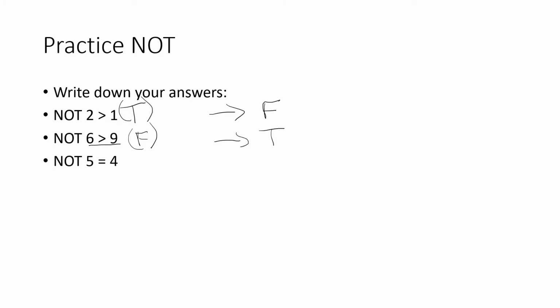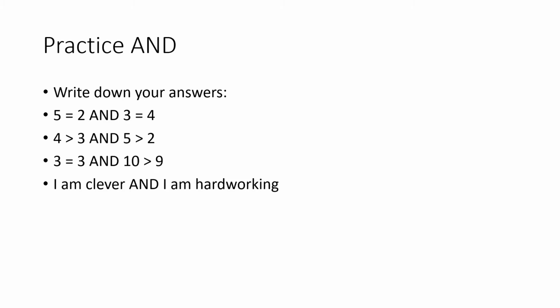And 5 equal to 4 is false. So the not of a false is true. Okay, and let's look at the results. We've got false, true, and true. So we got those all right.